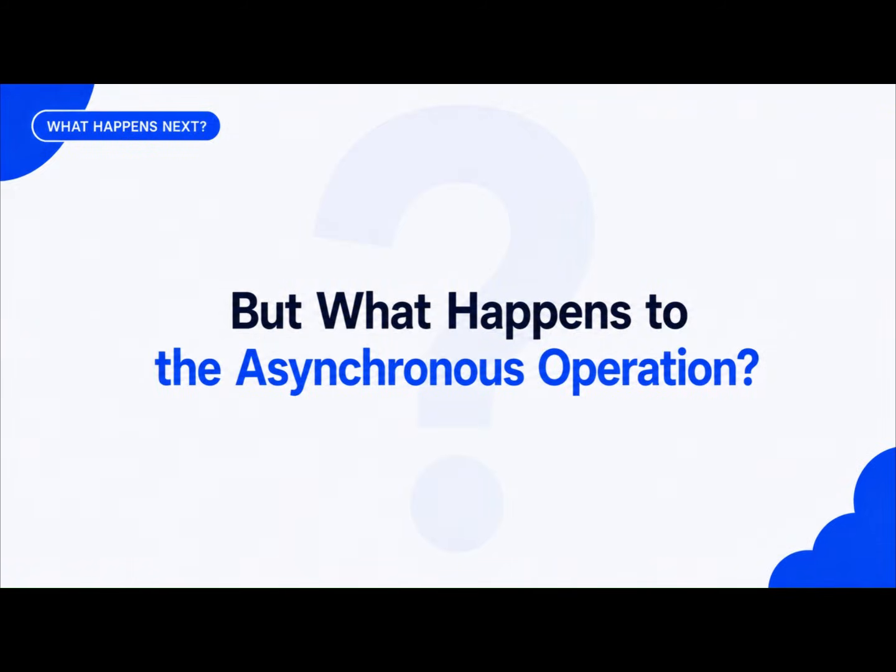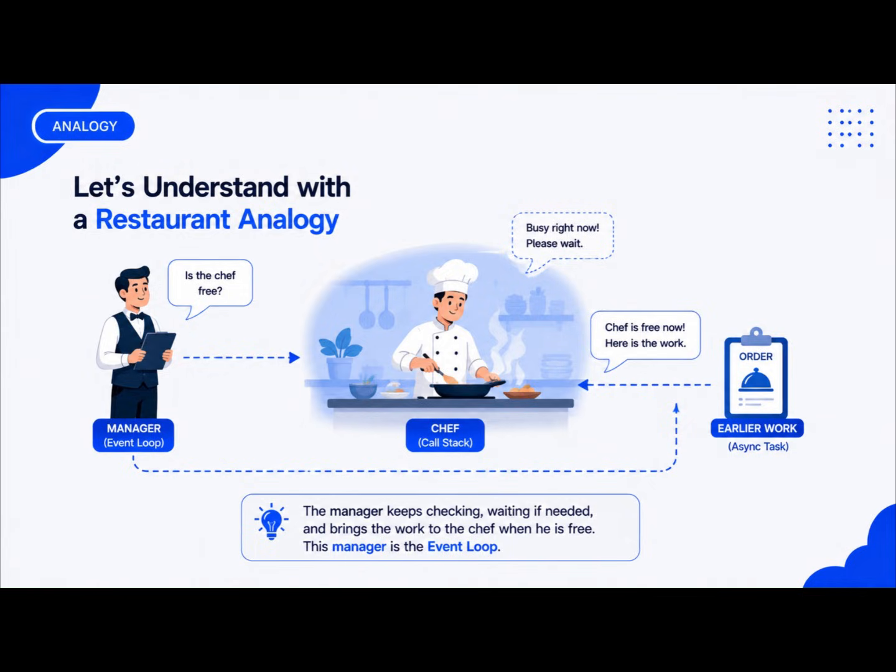But what happens to the asynchronous operation we started earlier? After those 2 seconds, the timer completes and that work is now ready to be processed. But it can't simply jump into the call stack whenever it wants. Something needs to check whether the call stack is available and decide when that work can be processed. And that's exactly where the event loop comes in. Now imagine we have a restaurant manager. The manager keeps checking the chef's working area and asking, is the chef free? If the chef is busy, the manager waits. Once the chef becomes free and the earlier work is ready, the manager brings that work to the chef. This manager represents the event loop.